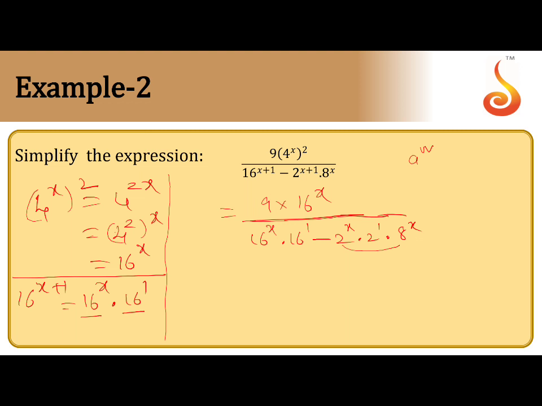So we have the property a power m into b power m is ab whole power m. If you apply that property, 2 power x into 8 power x: if the powers are the same, you can multiply the bases. That is 2 into 8 whole power x, which is 16 power x. So 2 power x into 8 power x is 16 power x.